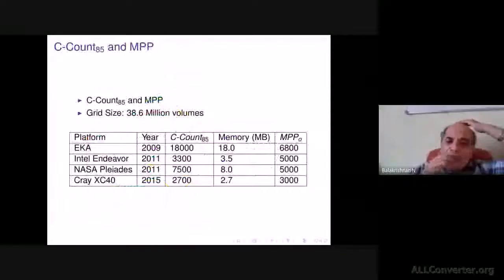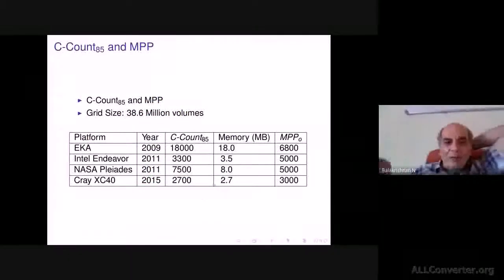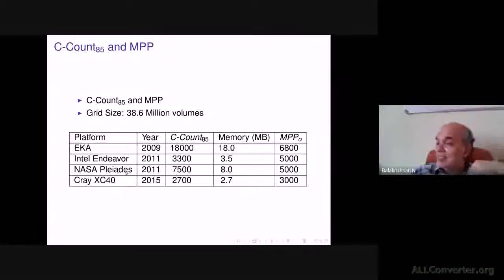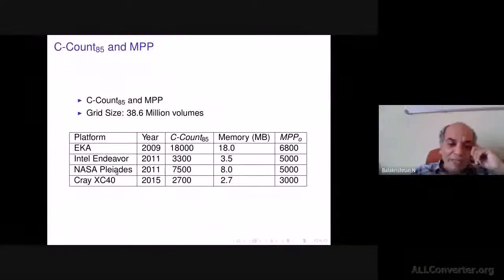Okay. Coming to the core count. So this is where I have actually presented the core count for the Hyphen solver, right? You can see we have used the Hyphen solver on different machines. The example that I have given was only for Cray, but we have also run it on the NASA Pleiades machine. I don't know if anybody has seen the movie Martian. There is a reference to this NASA Pleiades machine, so we have actually done our scalability study on this NASA Pleiades machine. There is also an Endeavour machine which is available with Intel, so we have also done it.